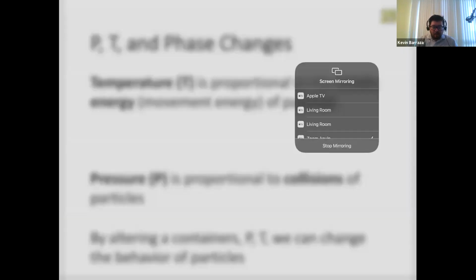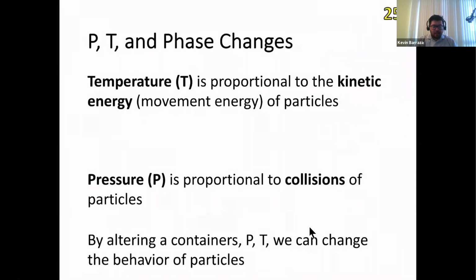Okay. What I was going to do next is focus on the phases of matter, but from a different perspective. What you were going to see was a box that had these particles in it.